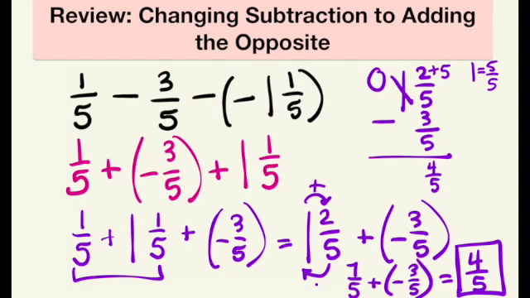So that's it for today. A reminder of why we always change subtraction to adding the opposite. We do it so we can use the commutative property of addition to help us solve these types of problems.